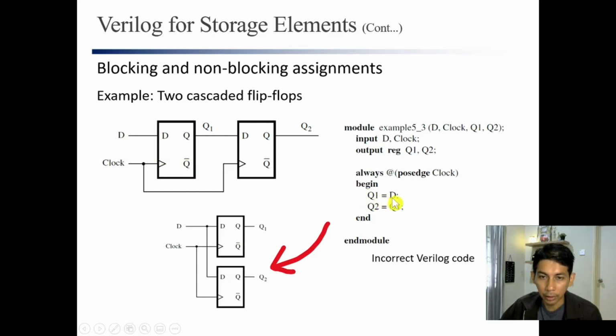Because Q1 is equal to D and Q2 is equal to Q1, that means Q2 is equal to D. So it will give you something like this. You have a flip-flop where Q2 is equal to D and Q1 is also equal to D. So it's different. This and this will definitely give you different output.